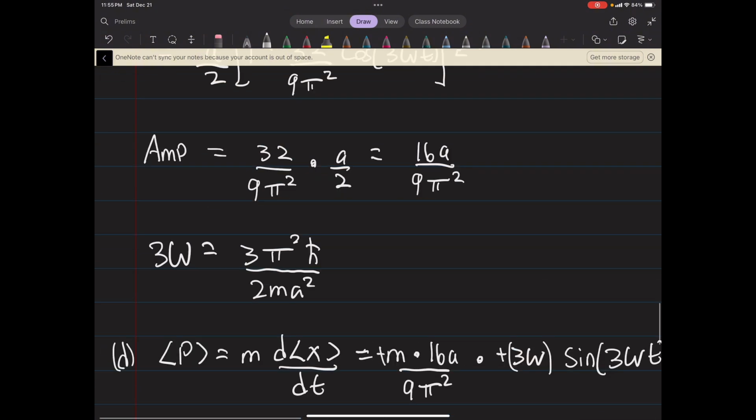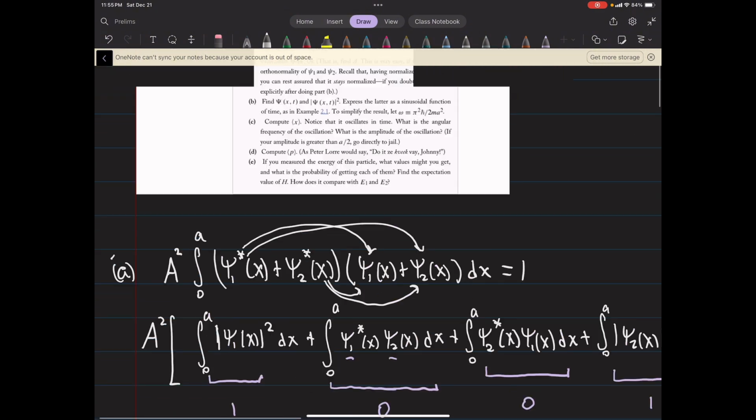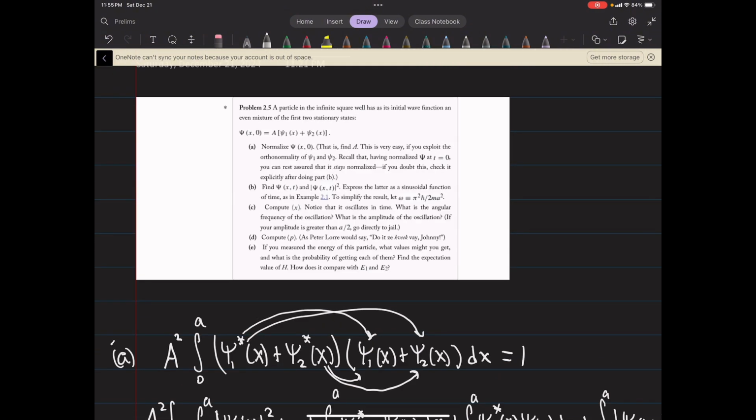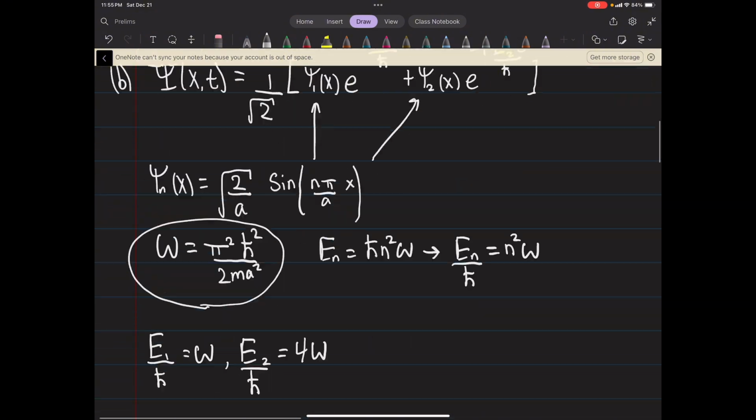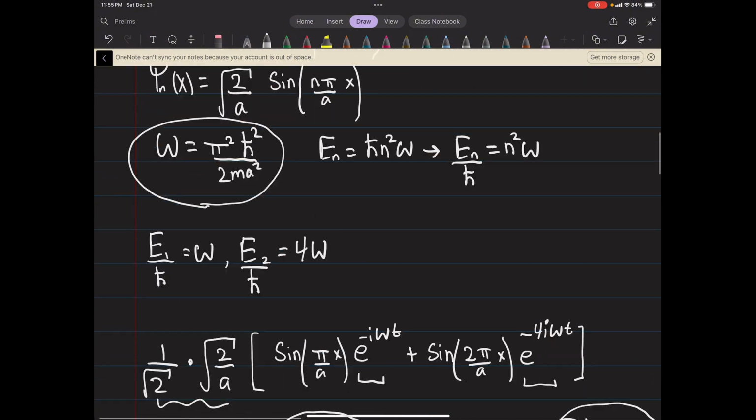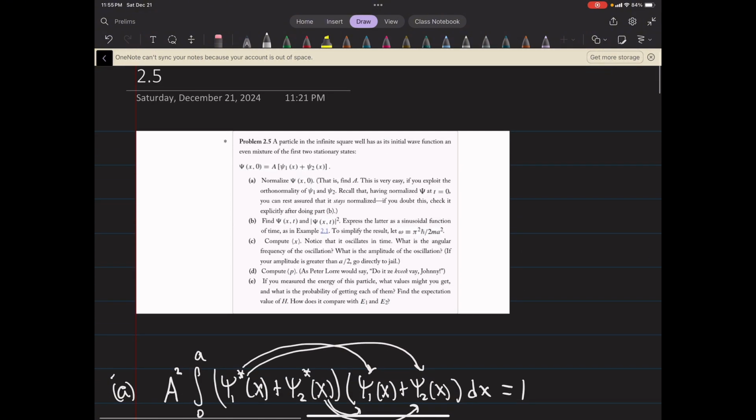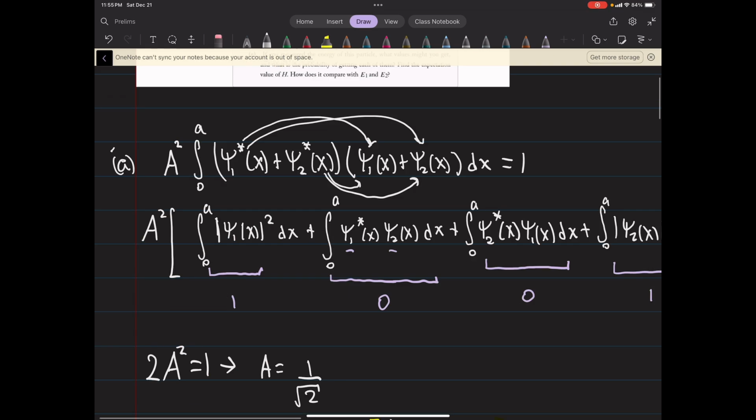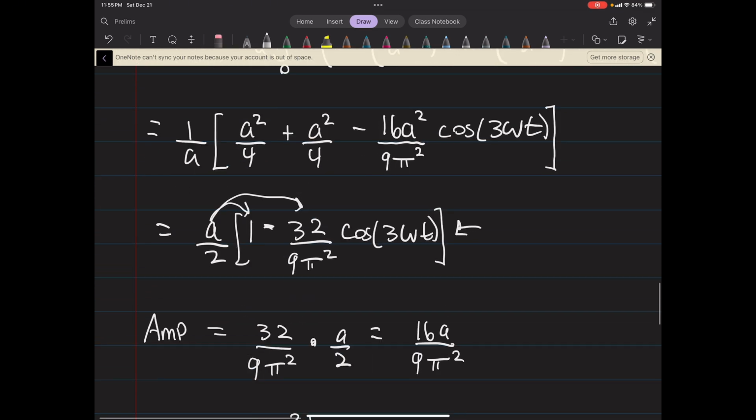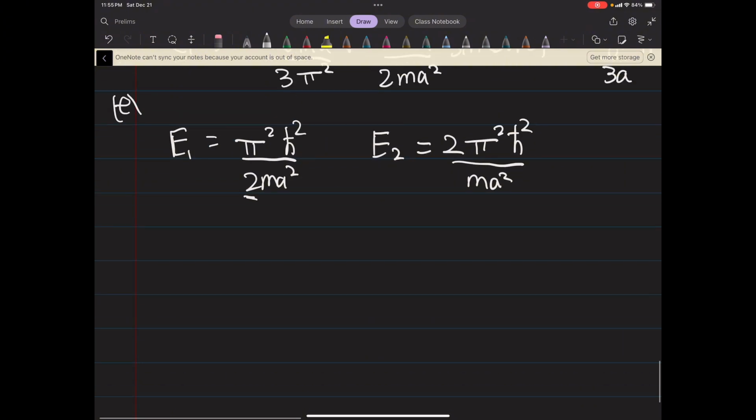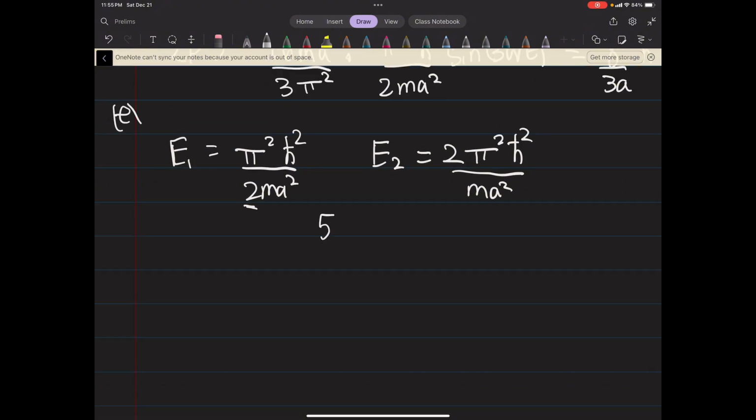So for part E, it says, just to remind ourselves, if you measure the energy, what values might you get? Those. And what is the probability of getting each of them? Well, the probability is just that A term, since both of them have the same A, is going to be 1 over 2, so 50%. So 50% each. That's basically a conceptual question.